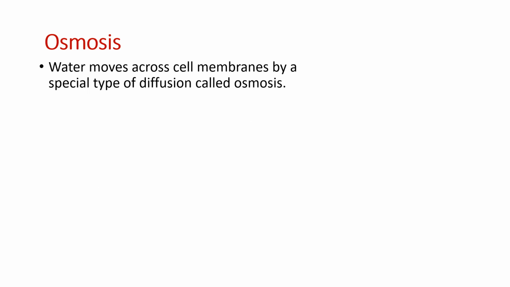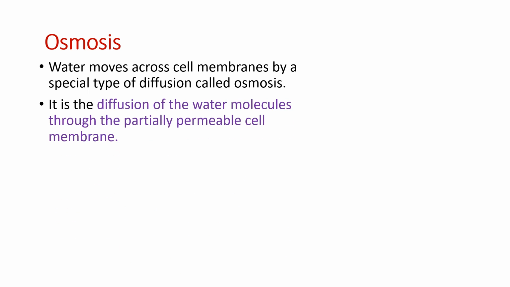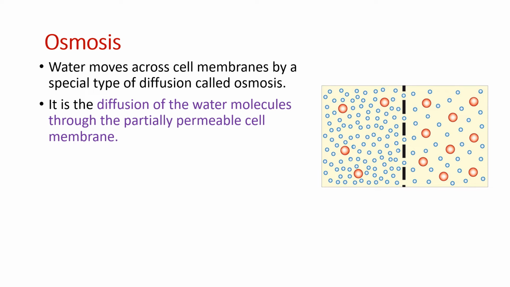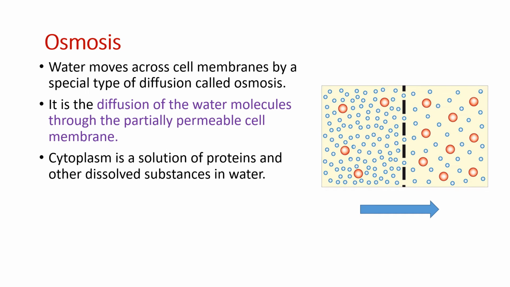Osmosis is the second method where molecules move into and out of cells. Osmosis is a special type of diffusion. It is the diffusion of the water molecules through the partially permeable cell membrane. So in osmosis, there should be a partially permeable membrane and only the movement of water molecules is considered.